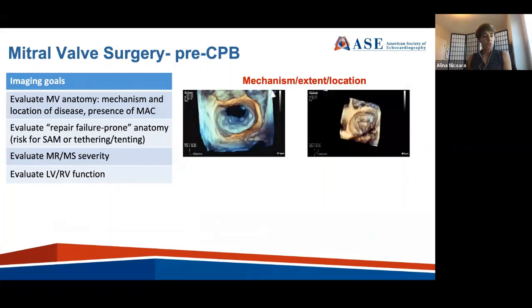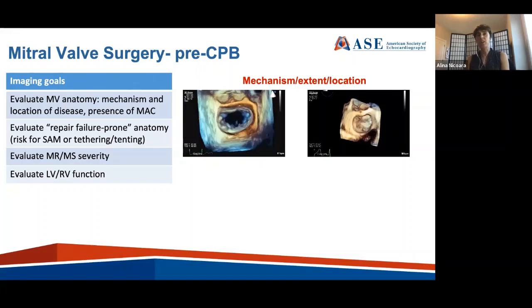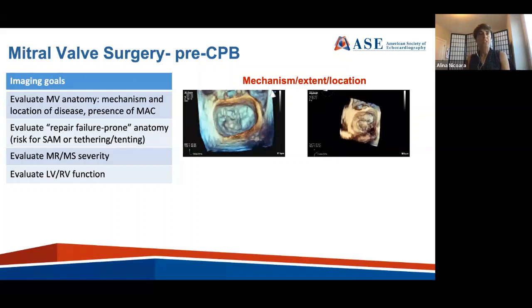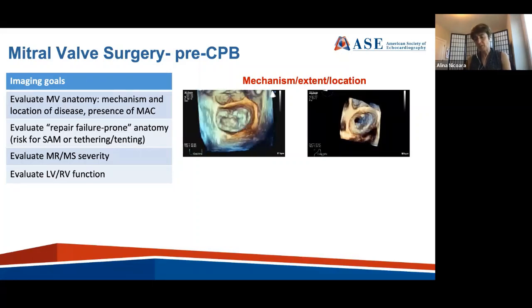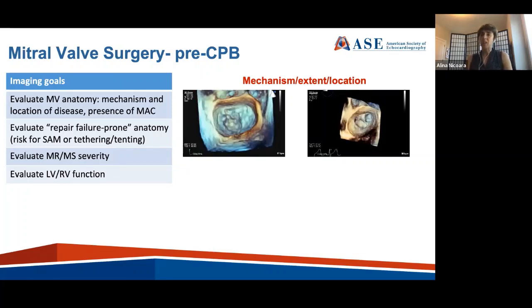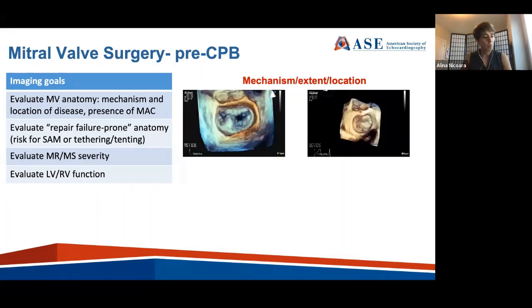So information of interest to the surgeon starts with what is the mechanism of disease. If it's regurgitation, what type of regurgitation is it? Is it prolapse? Is it flail? Is it annular dilation? Are there clefts or commissural disease, which can be diagnosed very well through intraoperative TEE and particularly through three-dimensional echo? What is the extent of the disease? Is there your typical fibroelastic deficiency with disease localized in one segment of the mitral valve, or are there multiple segments involved, which may make the repair more complex?